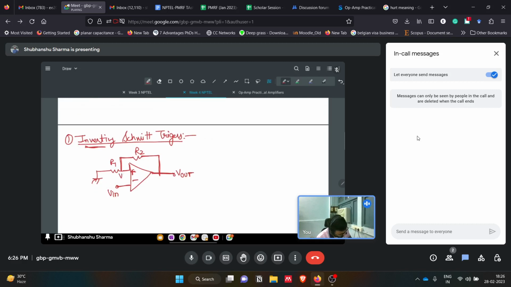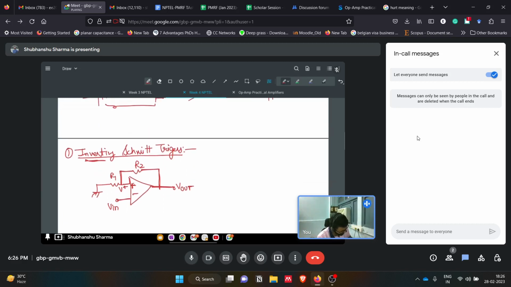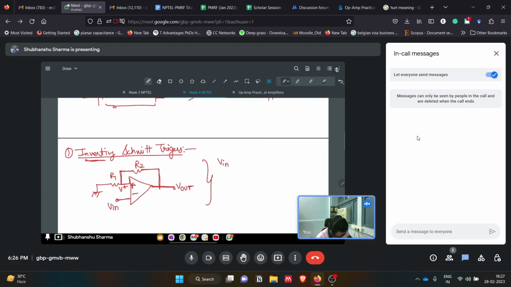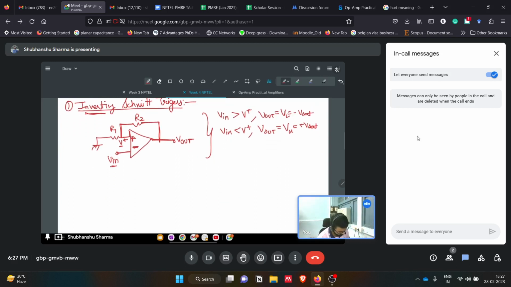So let's say this voltage is V plus. One thing we have to keep in mind is that if V input is greater than V plus, meaning the inverting side of the op amp is higher than the non-inverting side, then our output will be low. V output equals V low, or minus V sat. If V input is less than V plus, then V output will be V high, plus V sat. This is clear, okay? This is easy. Then how will the operation act?